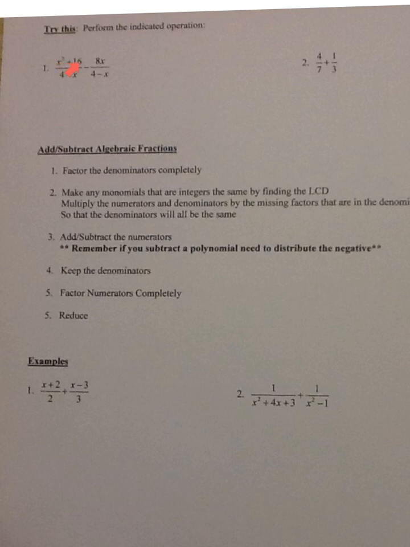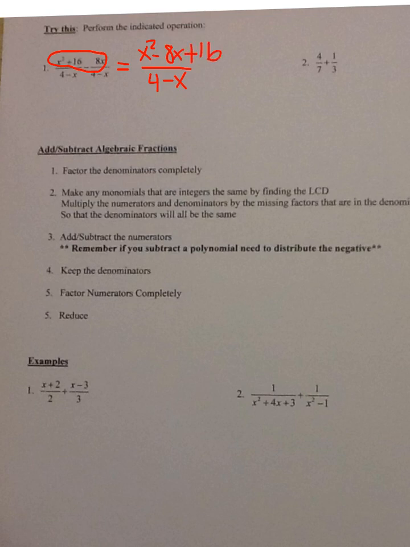Okay, so number one is a subtraction, and I have the same denominator. So remember, when you have like denominators, all you have to do is add or subtract the numerators, keep the denominator. Since my denominator is 4 minus x, I'm going to leave it as 4 minus x. In the numerator, I'm going to subtract the 8x. I don't have any like terms, so it'll be x squared minus 8x plus 16.